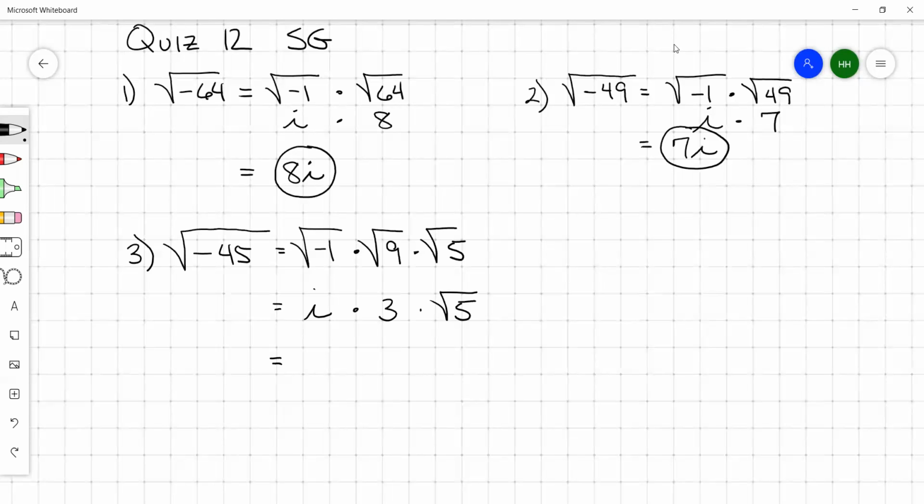So when we finish this up, we go real, imaginary, and then radical. There's your simplest form.